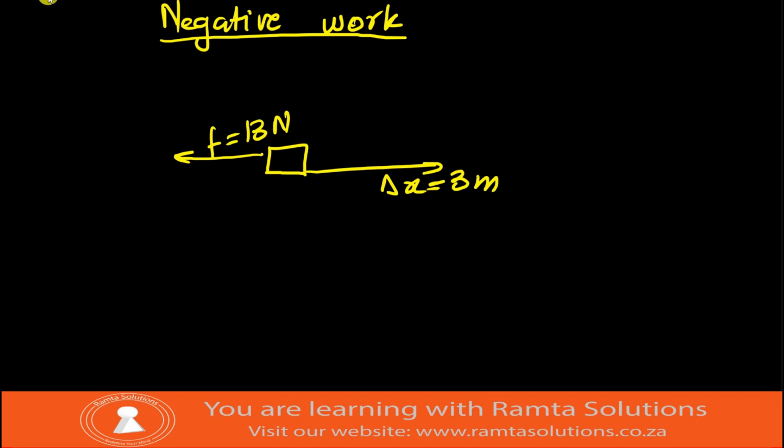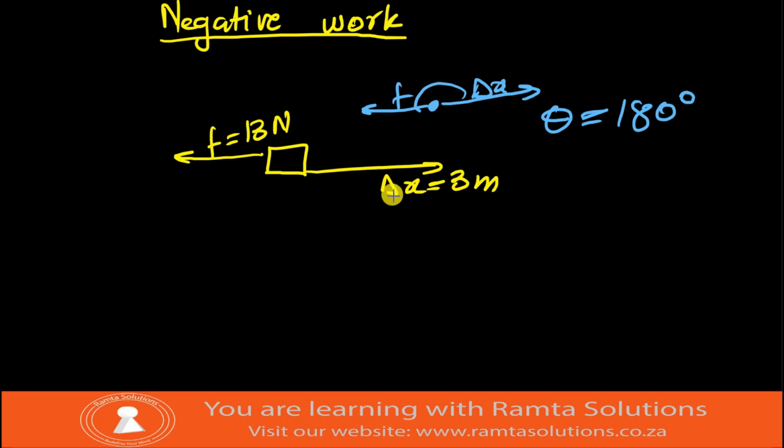So if it's acting in the opposite direction to the displacement, we can say this is 180 degrees. It's not a maybe, it's a fact. This is 180 degrees because if this is your object, here's your force and here's your displacement. Okay, perfect.